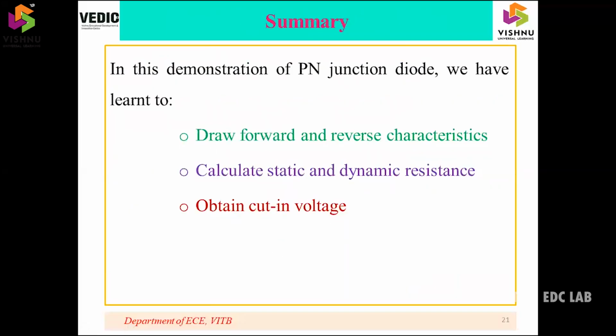And coming to the summary, in the demonstration of the PN junction diode, we have learned to draw forward and reverse characteristics, calculate static and dynamic resistances, and obtain cut-in voltage.